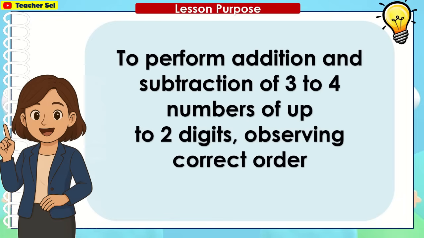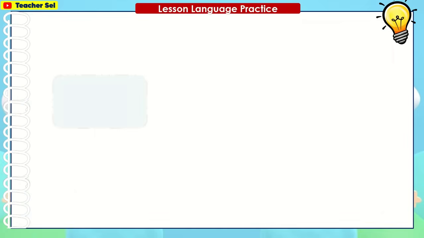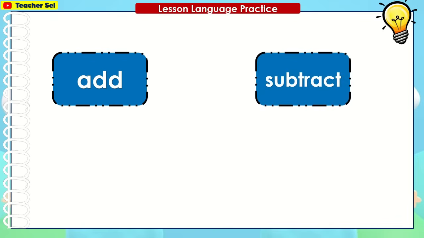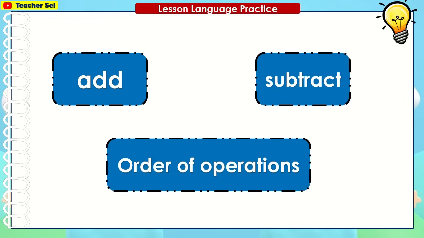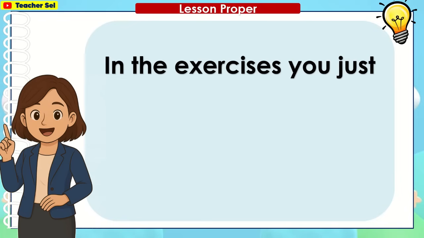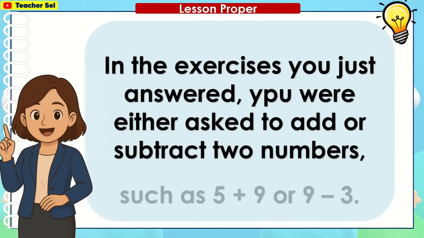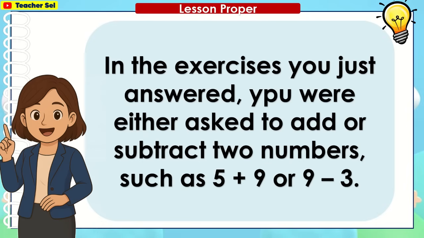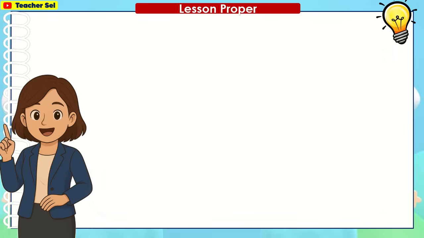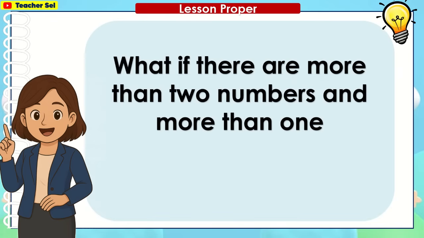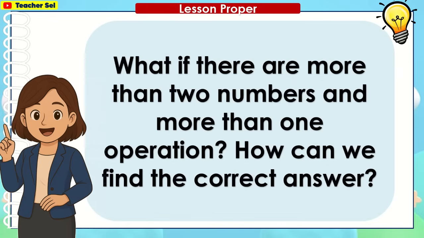To perform addition and subtraction of 3 to 4 numbers of up to 2 digits, observing correct order of operations, be familiarized with these terms: add, subtract, order of operations. In the exercises you just answered, you were either asked to add or subtract two numbers, such as 5 plus 9 or 9 minus 3. What if there are more than two numbers and more than one operation? How can we find the correct answer?